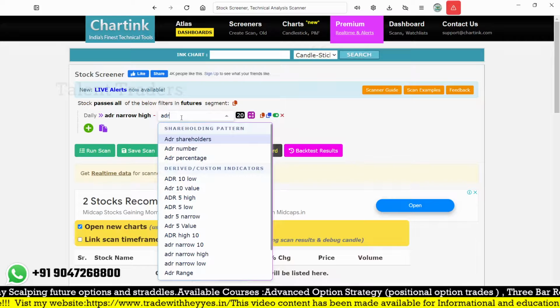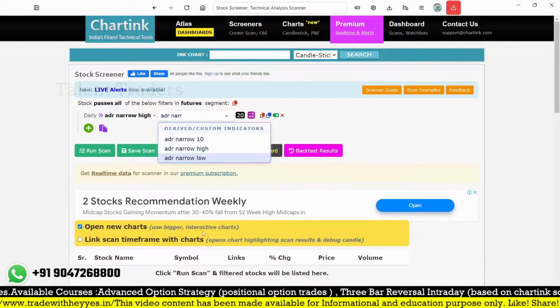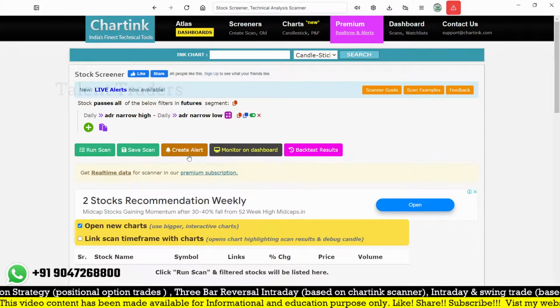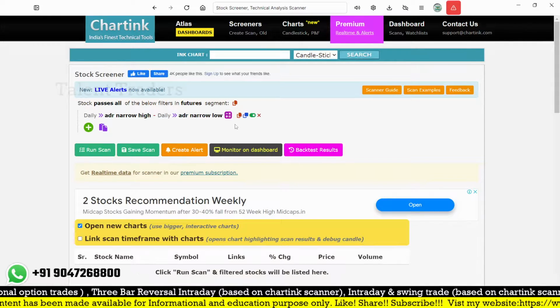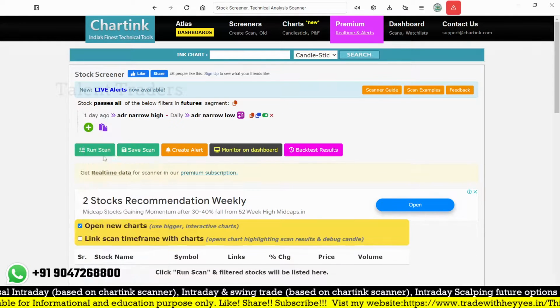So for this ADR, we created a lot of customized indicators. It is not available in charting by default. Okay, so ADR low, ADR low. This is one condition which I'm going to use. So I'll go for 1 day ago.